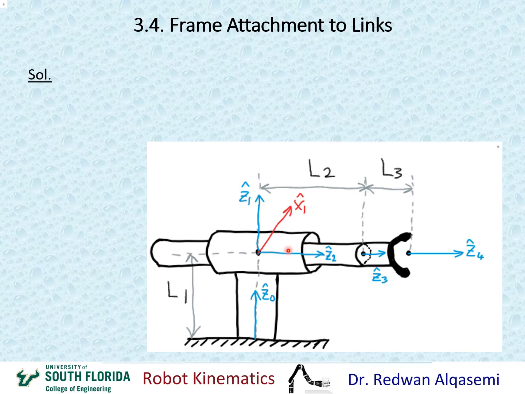For this example, I'm going to choose x2 to be similar to x1. So I'm going to draw it on the same line, but then x2 will depart from x1 as soon as we move joint 2. This is a prismatic joint. So x1 is attached to link 1. When the prismatic joint moves, x1 will not move. However, x2 will move because it's attached to frame 2, which is on link 2.